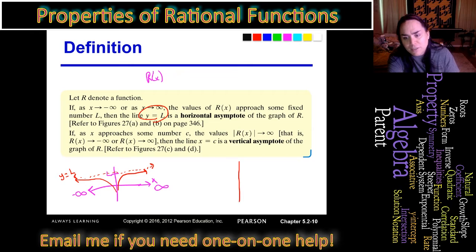So here's what that looks like. If as x approaches c from either direction, so let's say I've got a graph that looks like this. It gets infinitely close to c, but never quite touches it. And maybe it does something similar over on this side. If that happens, then you have a vertical asymptote.